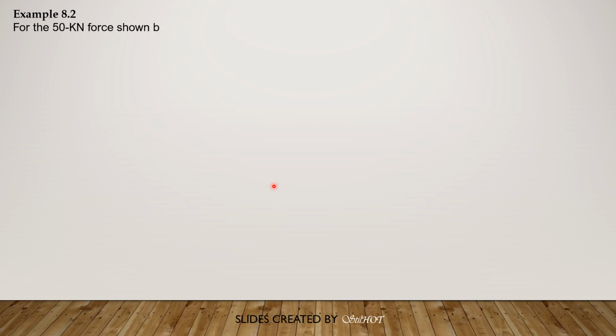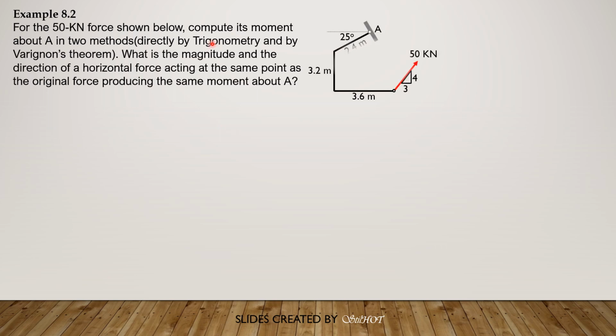8.2. For the 50 kilonewton force shown below, compute its moment about A in two methods: by the direct method using trigonometry, and by Varignon's theorem. Then what is the magnitude and the direction of the horizontal force producing the same moment about A?